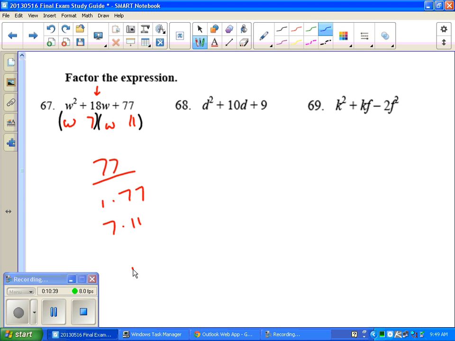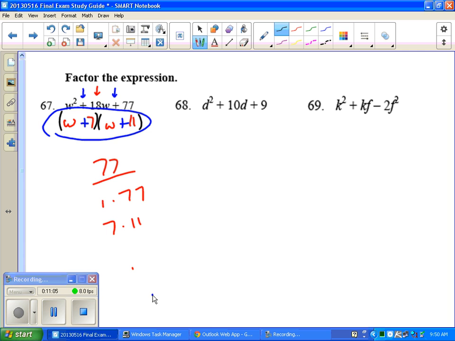And then you need to get your signs correct. Remember, your second sign, the one in front of the C term, tells you they're either both plus plus or both minus minus, since it's positive. If it would have been negative, it would be different. They'd be opposite. The first term says since they're both the same, they're both positive. So we have W plus 7 times W plus 11. If you FOIL that back out, you'll get back to the same trinomial.